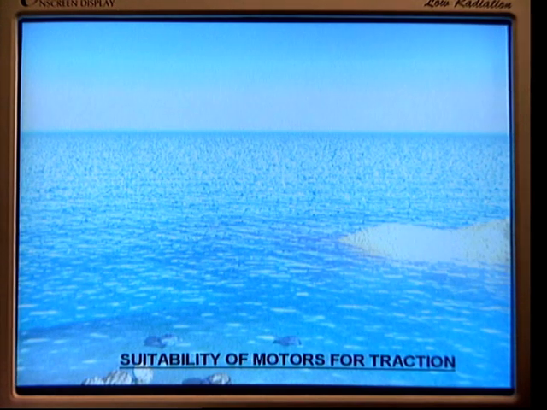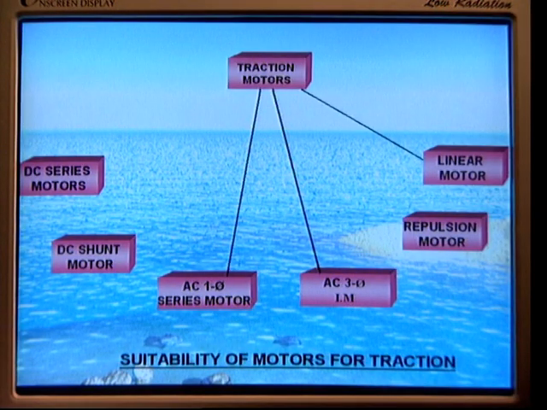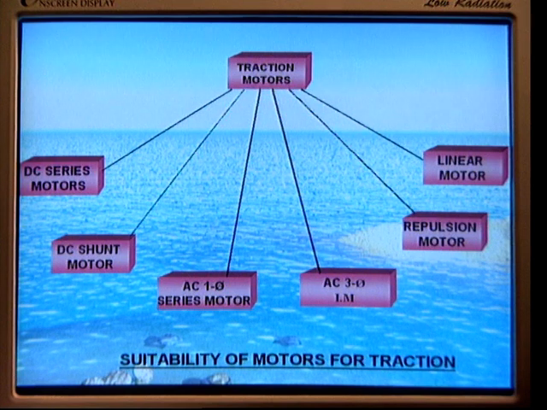What are the motors? Suitability of motors for traction. Traction motors are mainly on the DC side and the AC side. In AC or DC, a few motors are very efficient. On the DC side, the well-known motor is the DC series motor, and somewhat the DC shunt motor. DC compound motors are also used for tramways, not for locomotives.